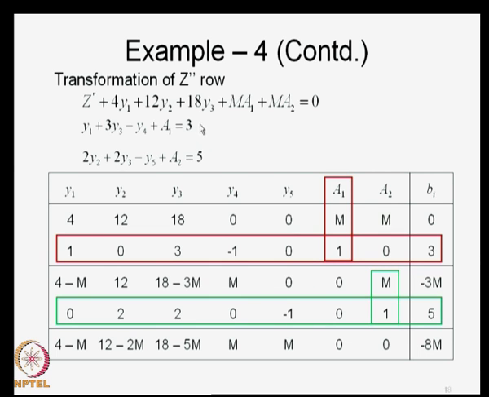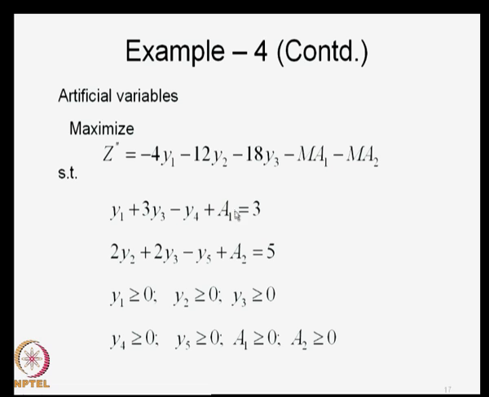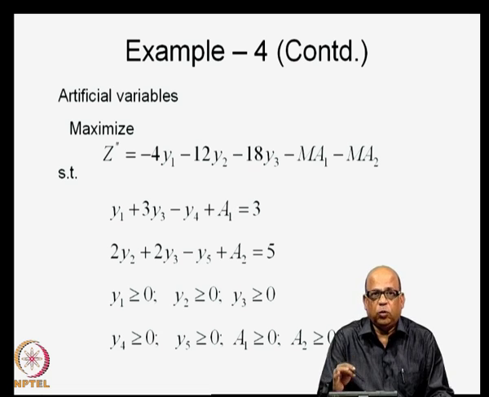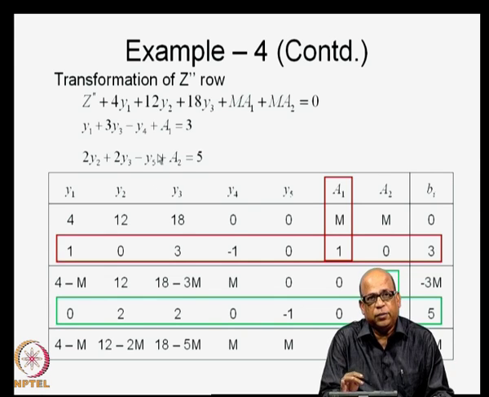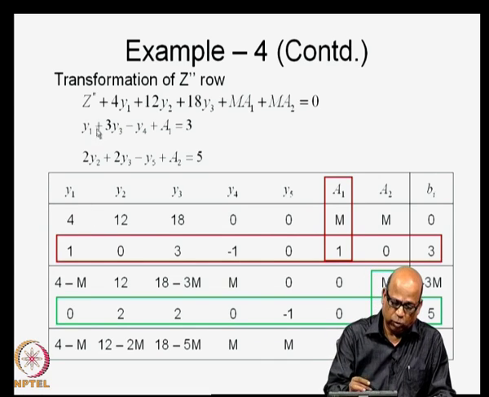Remember, if you had several constraints, but only these two constraints had the artificial variables. Let us say you had 5 constraints, but only these two had artificial variables. Do the transformation only with these constraints which have artificial variables. If you do not have artificial variables, do not do the transformation on z with those particular constraints. So, in this particular case, both the constraints have artificial variables, so we will do the transformation with both these constraints.